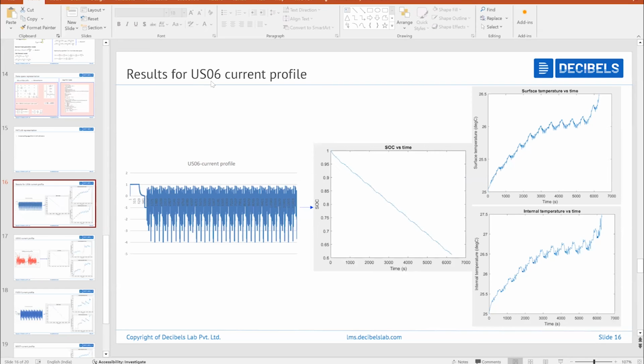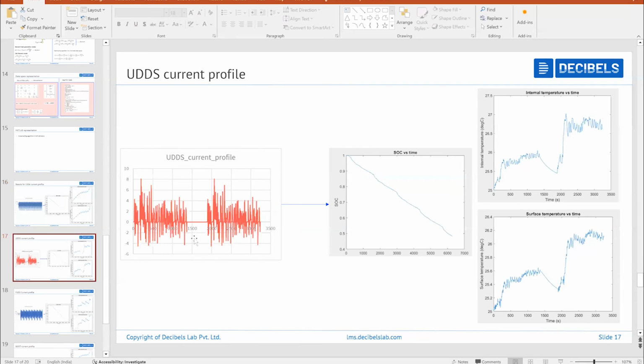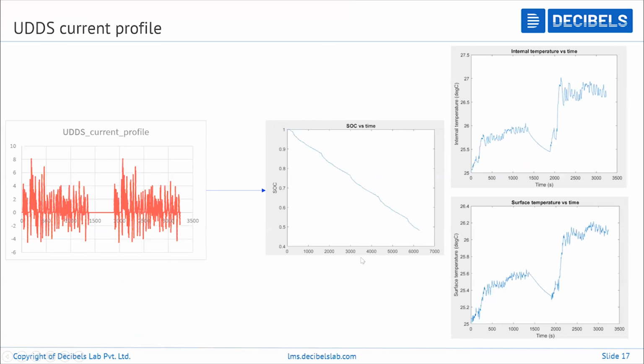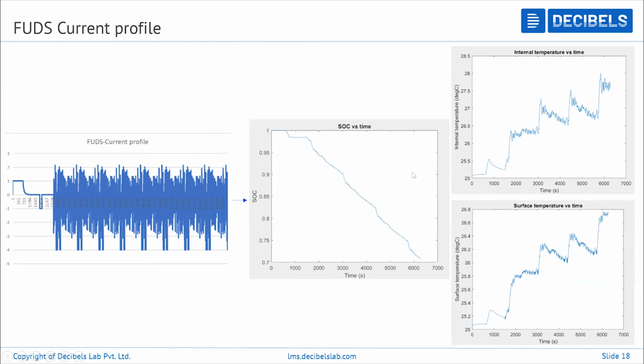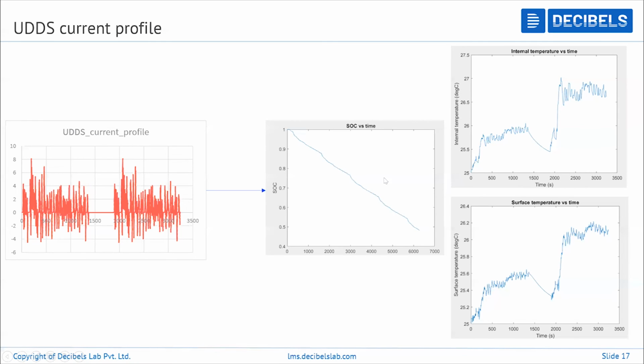This is for the US06 current profile. And then the next one is the UDDS current profile. So at some point, some mismatch. Actually, this is not the SOC curve. This is the wrong one for the UDDS. Sorry, I'll correct it and update you. And these are the correct internal temperature and the surface temperature for it.